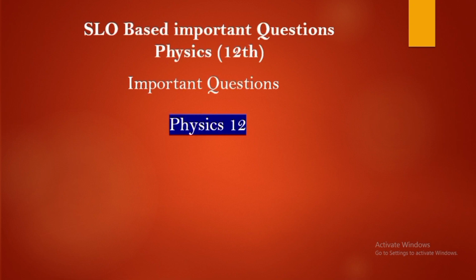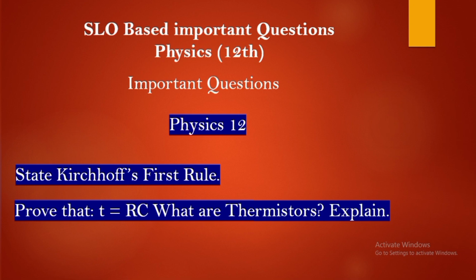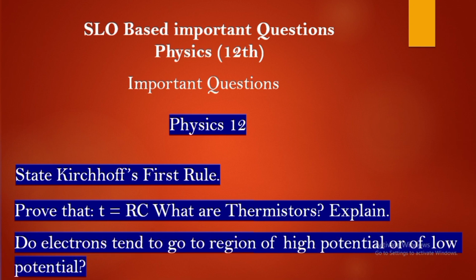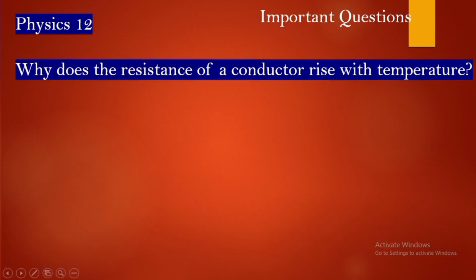Physics Class 12 important questions. State Kirchhoff's first rule. Prove that T is equal to RC where thermistor. Explain. What are thermistors? Prove that T is equal to RC. What are thermistors? Explain. Do electrons tend to go to a region of high potential or of low potential? Why does the resistance of a conductor rise with temperature?